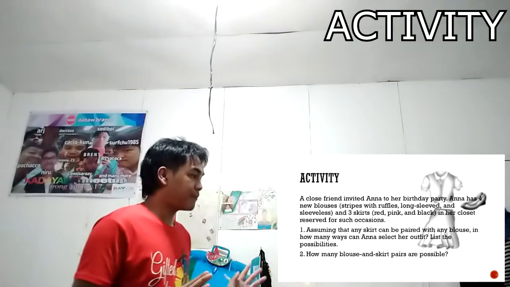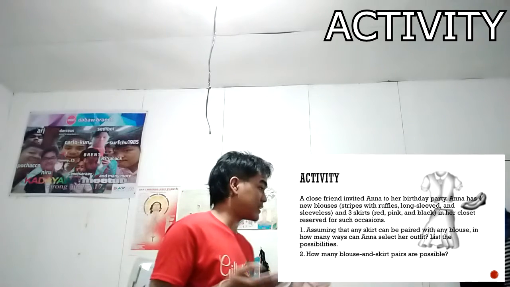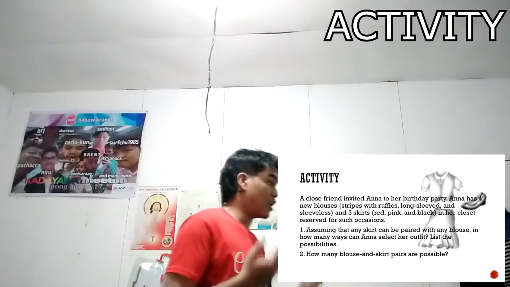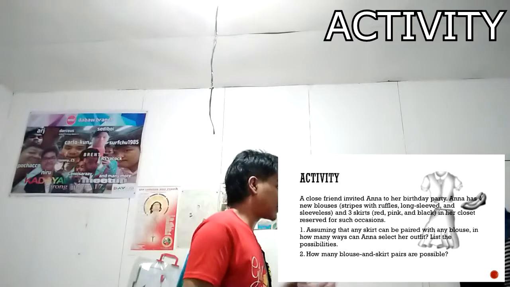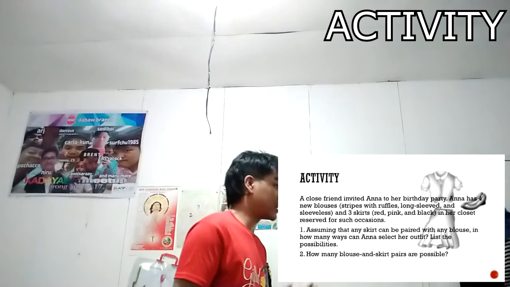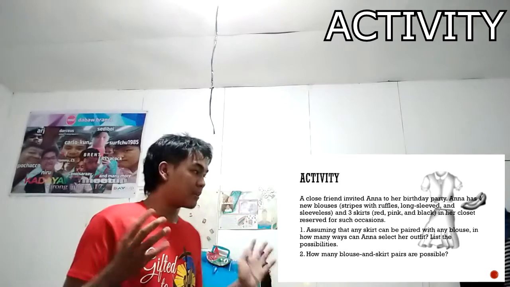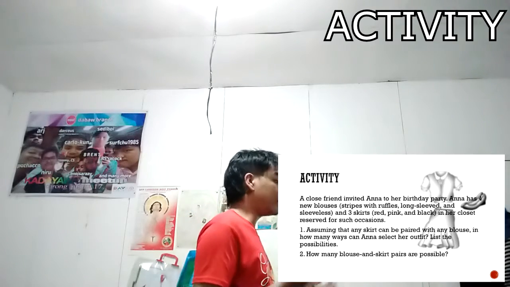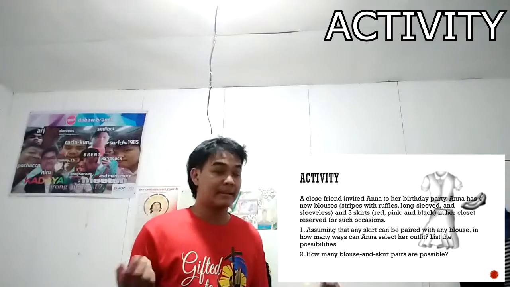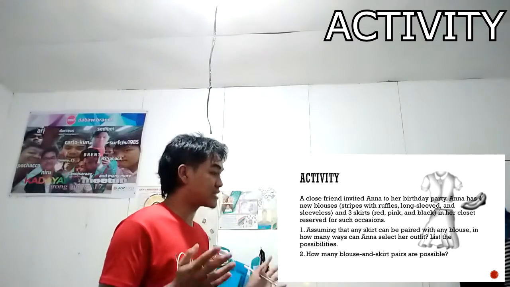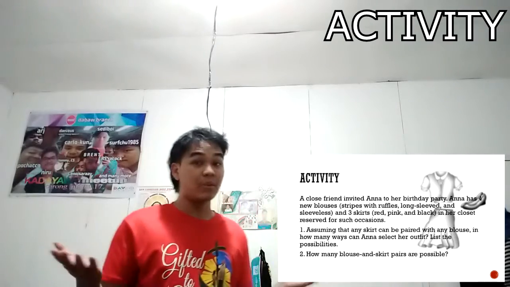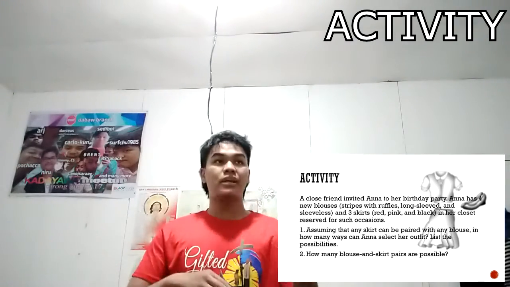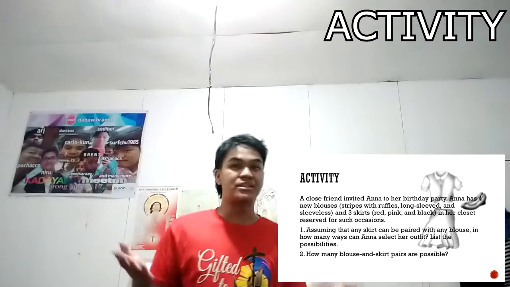So, to start off, my first question is, a close friend invited Anna to her birthday party. Anna has 3 new blouses: stripes with ruffles, long sleeve, and sleeveless. And she also has 3 skirts, which are red, pink, and black, in her closet, reserved for such occasions. Now, the problem is, assuming that any skirt can be paired with any blouse, in how many ways can Anna select her outfit? Number 2, how many blouse and skirt pairs are possible? Now, anyone can participate. You can raise your hand. I will not randomly pick, but if you do have the answer, you can raise your hand.